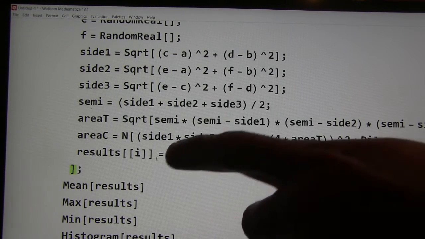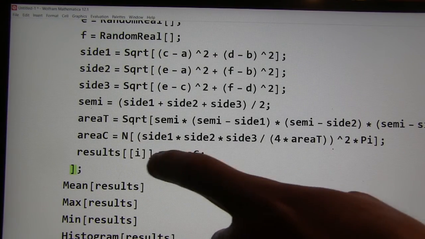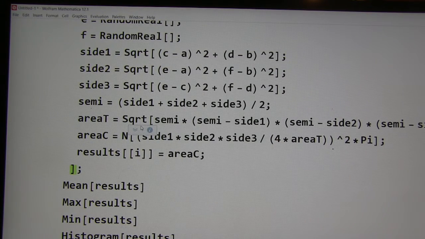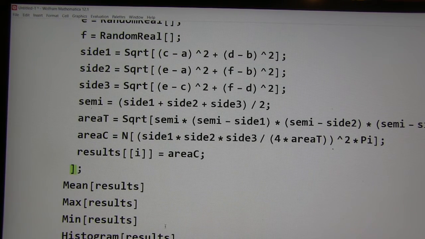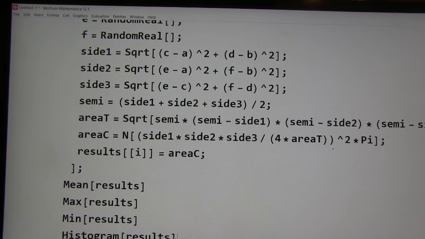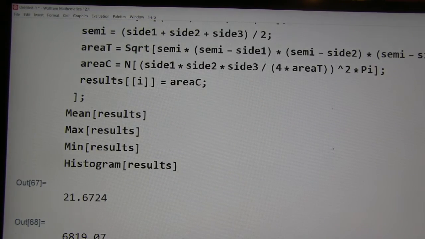Yeah, and then the N here just turns it into a number, so it's not saying like 10 pi is the area, so that's fine. And then results, bracket I, puts this into our results table. Okay. And then at the end we do mean of results, so the average, the max value in results, the minimum value in results, and we do a histogram. Alright. And then we shall run it.